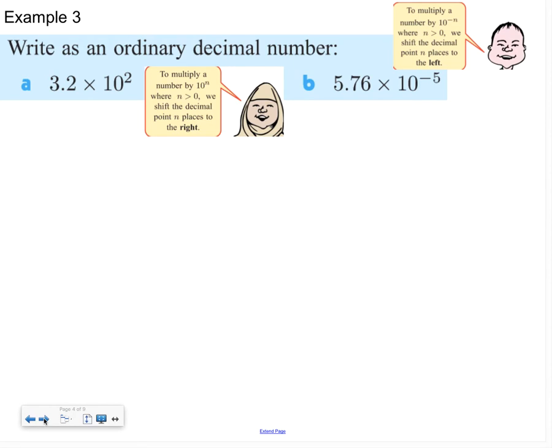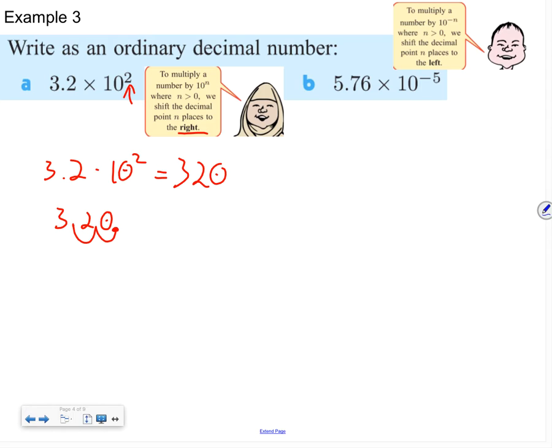Now if we want to go the other way and write it as an ordinary number, we are going to write 3.2 times 10 to the second. I know that I'm going to have to move my decimal place to the right because the exponent is positive, so it's going to be larger than 3.2. To make 3.2 larger, I'm going to move it once, twice. So my decimal will go here. I'm going to fill in that back area with zeros. So really, this is equal to 320.